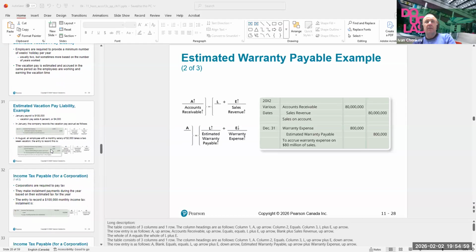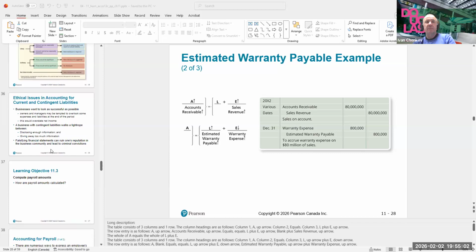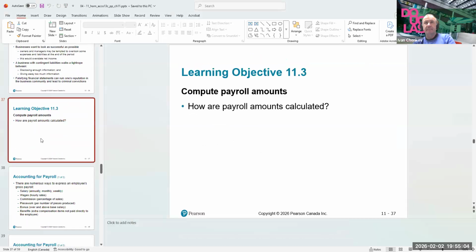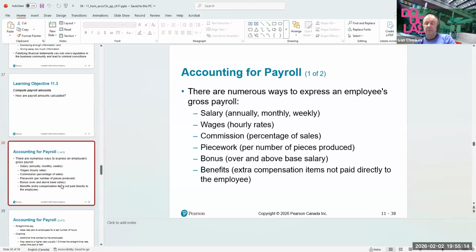And let's go and do something about payroll. How to compute payroll. Payroll is the practical part of this course in this chapter. So that's why I'm going to spend a little bit more time on payroll. I believe each of you should know about payroll and what's in payroll, what is included, what is not included. Let's go now. Payroll.